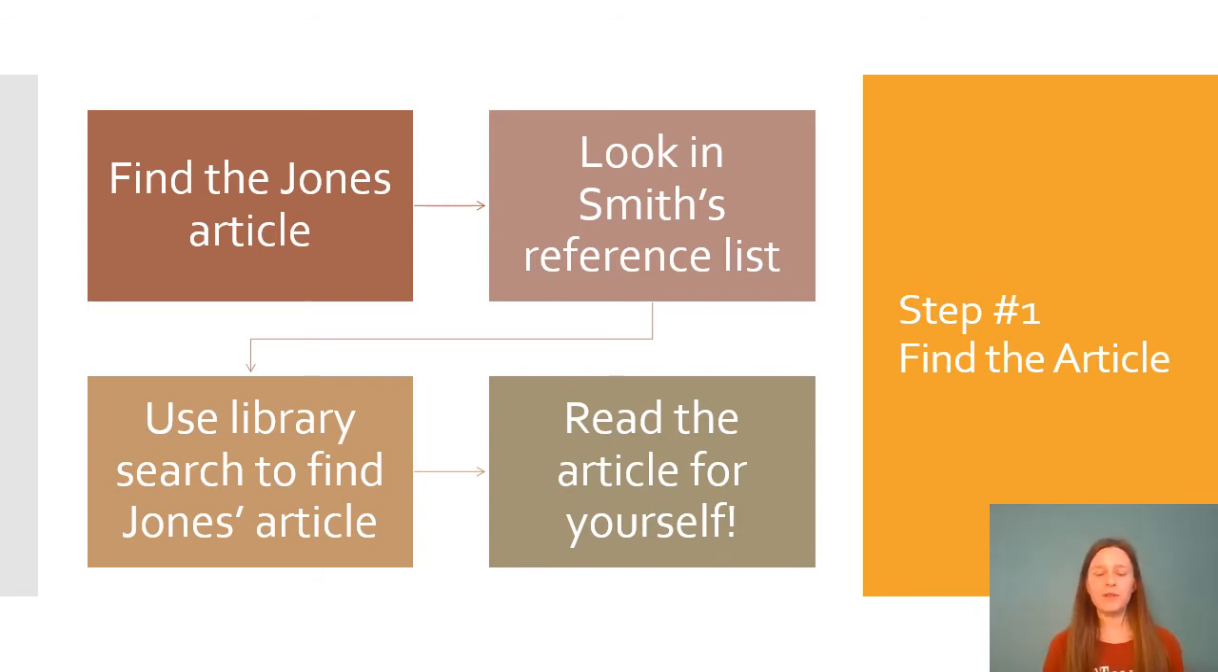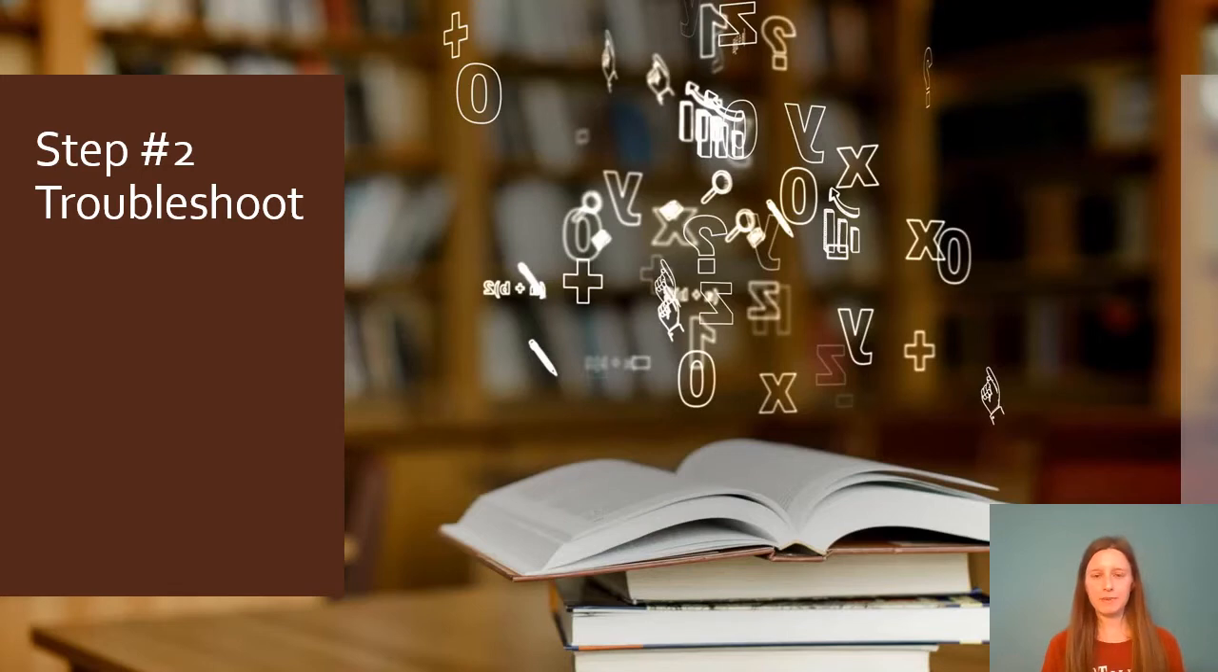So if you're reading an article, it quotes someone else, and you really want to use that quote, the best thing to do, go find the original article, read it for yourself, and use it like that. That's the absolute best thing to do. Of course, sometimes there might be problems with that. Sometimes you might type the information into the library search and it doesn't pop up. So what do you do then? There's a few other things you can try.